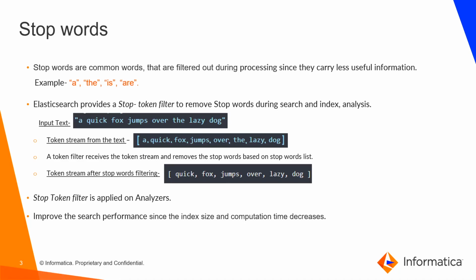During the analysis process, based on the tokenizer used, the text is split into tokens which form the token stream. When we apply a stop token filter, it will remove all the stop words based on the stop word list from the token stream. You can see that a and the have been removed from the final token stream. Stop token filter is applied on analyzers. Let's look into analyzers in more detail.